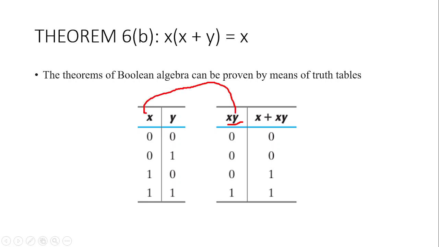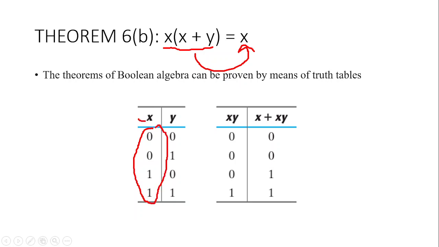Now you add x to it. 0 and 0 adding, it is 0. 0 and 0, it is 0. 1 and 0, it is 1. 1 and 1, it is 1. Now you need to compare these two things. The truth table of this whole equation must be equal to the truth table of x. So take these values, this is x, and this is x plus x dot y. You need to compare the corresponding values. Are they the same?